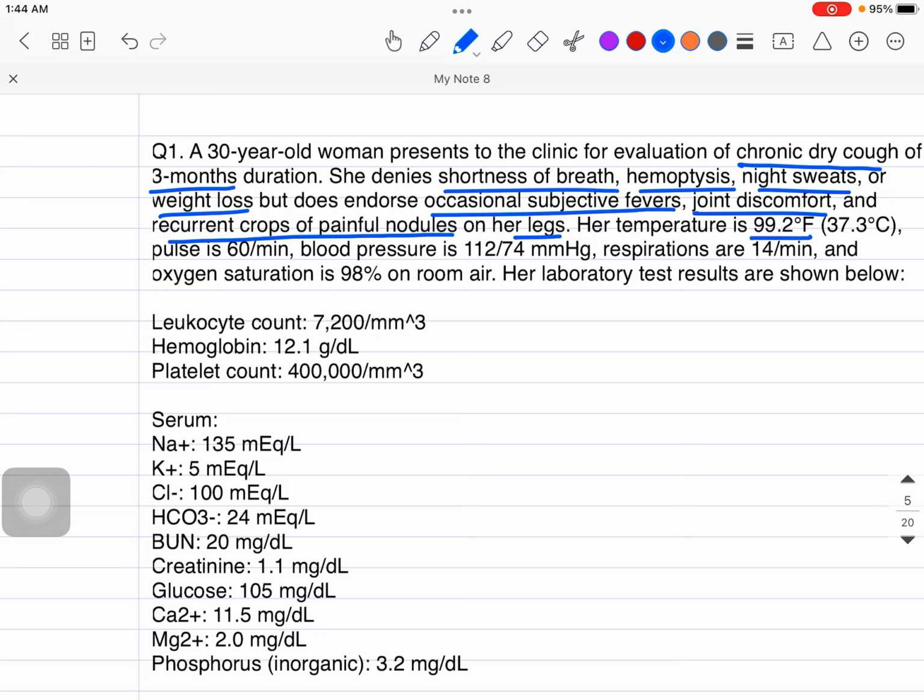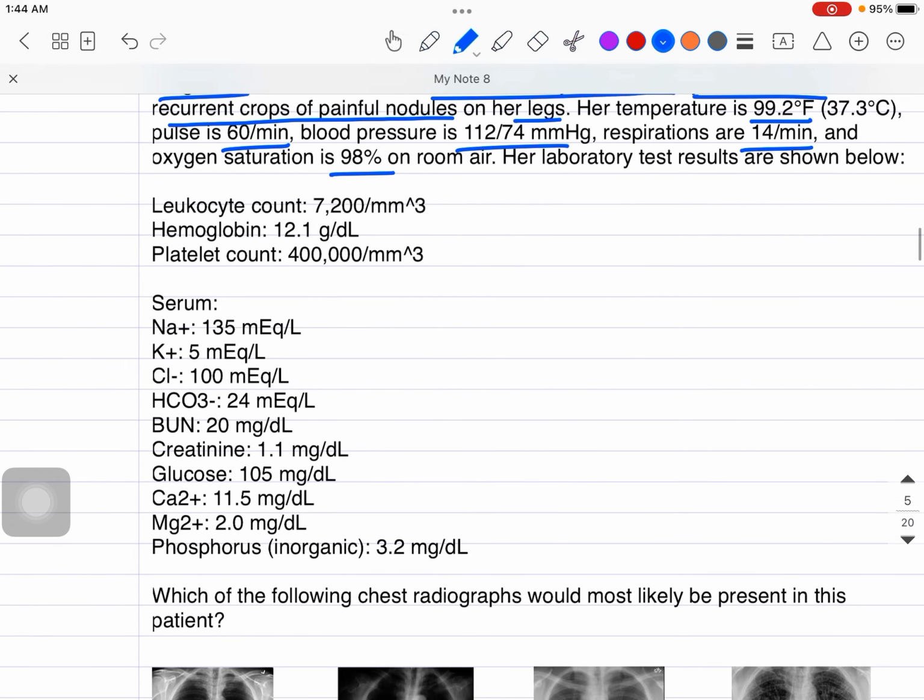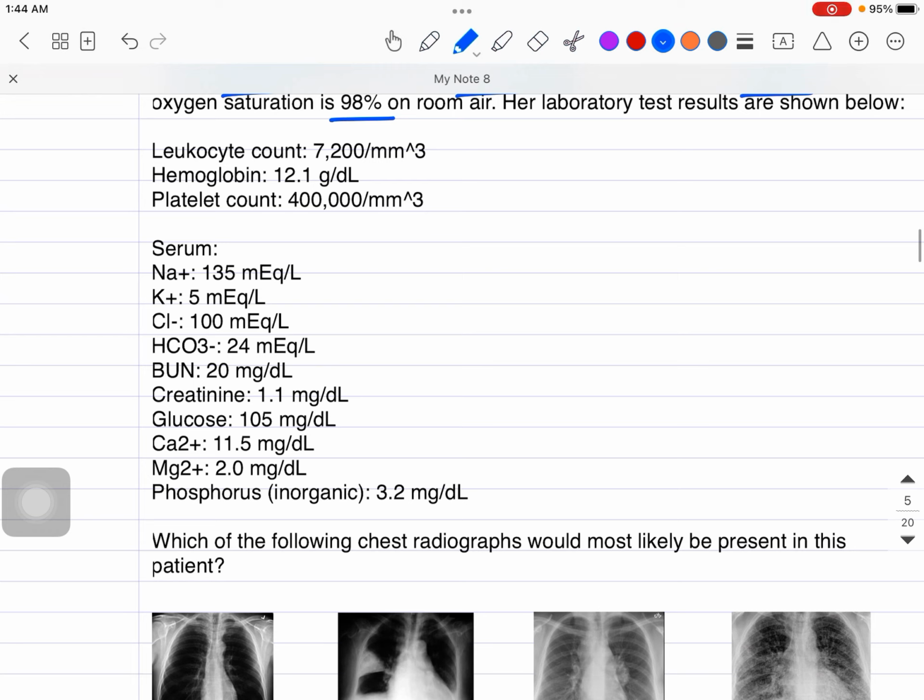Her temperature is 99.2, so there is fever, pulse is 60 per minute, BP is 112/74, no issues, respiration 14, that's fine, oxygen saturation is 78% on room air. Lab tests show this data, and it looks normal to me. TLC count is 7200, where 4 to 11 thousand is the normal range. Hemoglobin 12.1, that is not the issue. Platelet count 4 lakhs, that is also not the issue.